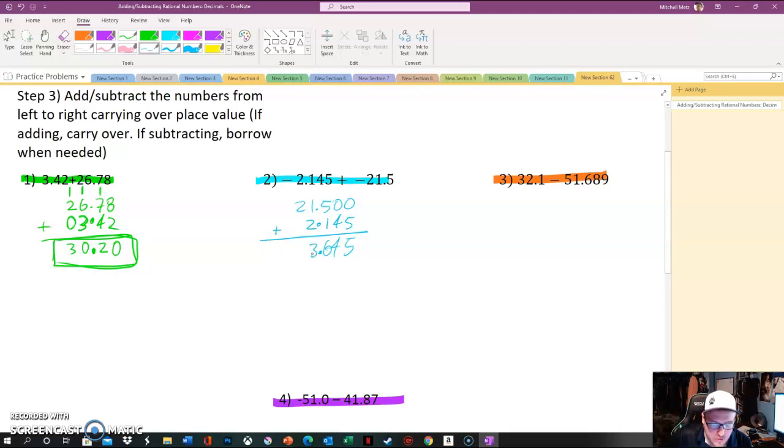1 plus 2 will be 3, and then 2 will be here. Now I have to account for my integer sign. They're both negative, so my answer has to be negative. So the answer is negative 23.645. And now we have added 2 negative integers.